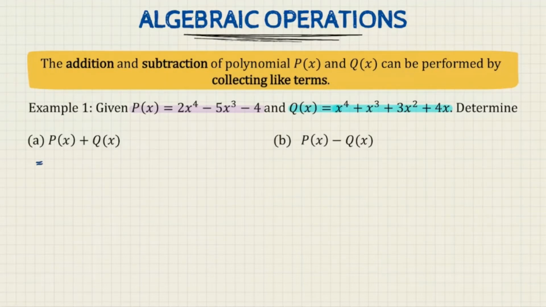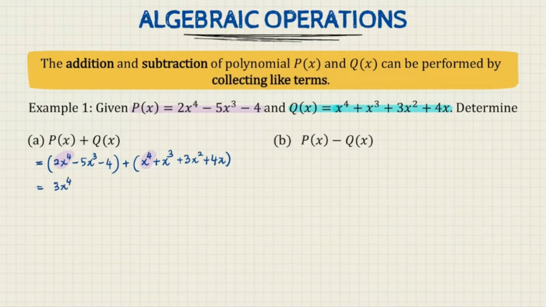So first, p(x) is 2x to the power of 4 minus 5x cube minus 4. Okay, and then we add q(x), which is x to the power of 4 plus x cube plus 3x square plus 4x. Since it says addition and subtraction, we will collect like terms. So what like terms do we have here? We have x to the power of 4. So 2 plus 1 gives 3. So 3x to the power of 4.